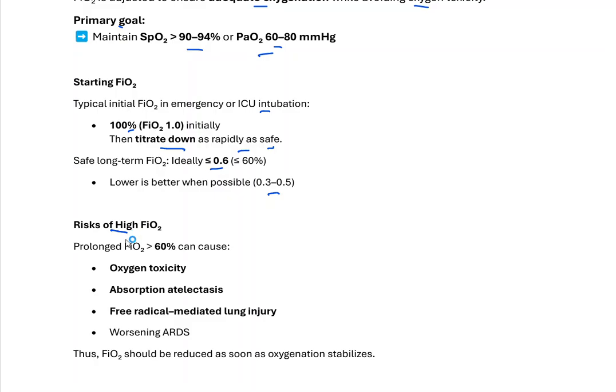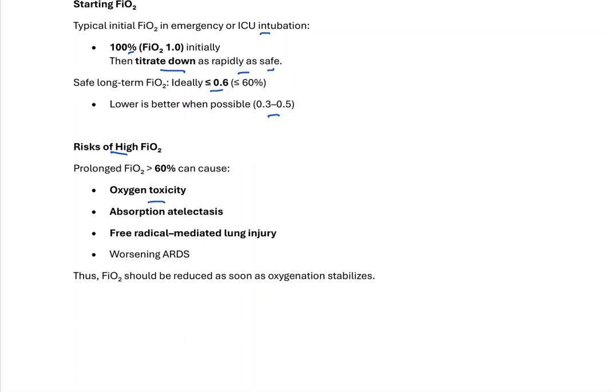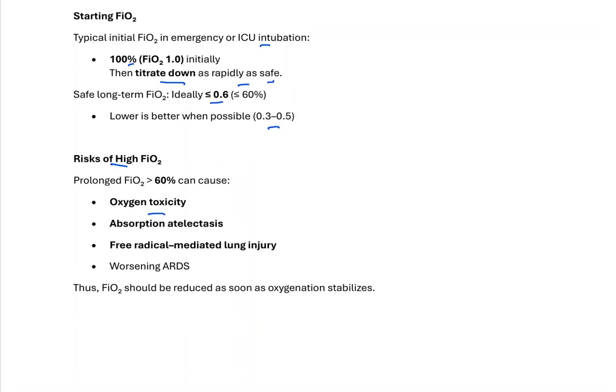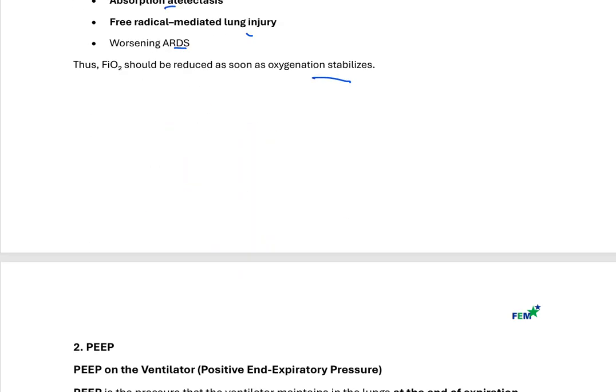So what are the risks of high FiO₂? So prolonged high FiO₂ could lead to oxygen toxicity. It can start making free radicals. And what are the free radicals? Like superoxide free radicals. And that could lead to lung injury. It can lead to absorption atelectasis, and it could also worsen what? ARDS. So FiO₂ should be reduced as soon as oxygenation stabilizes. That's the take-home point there.